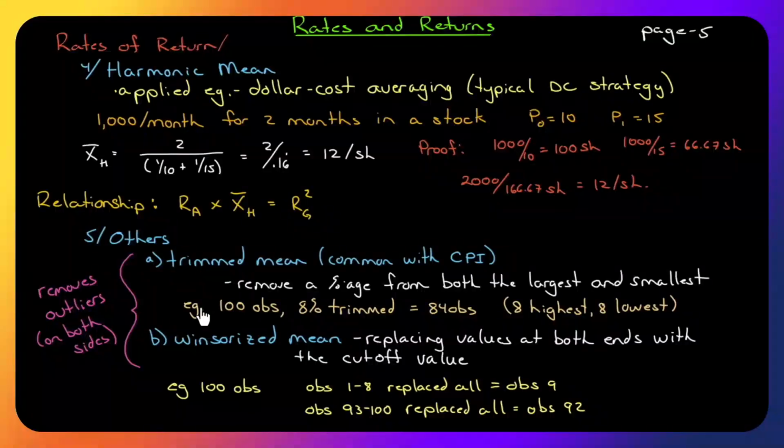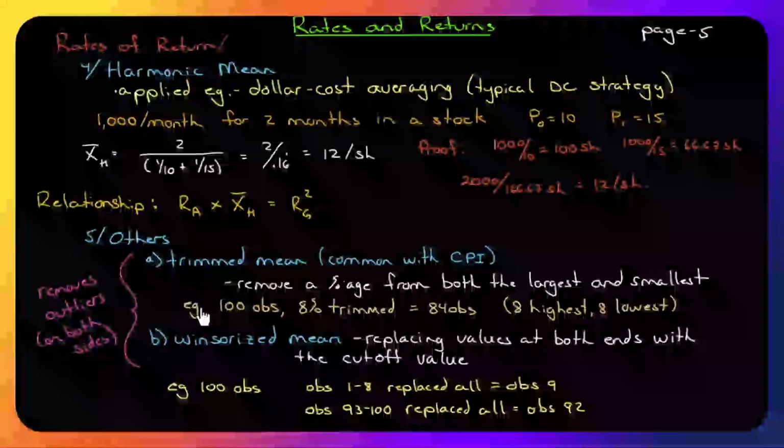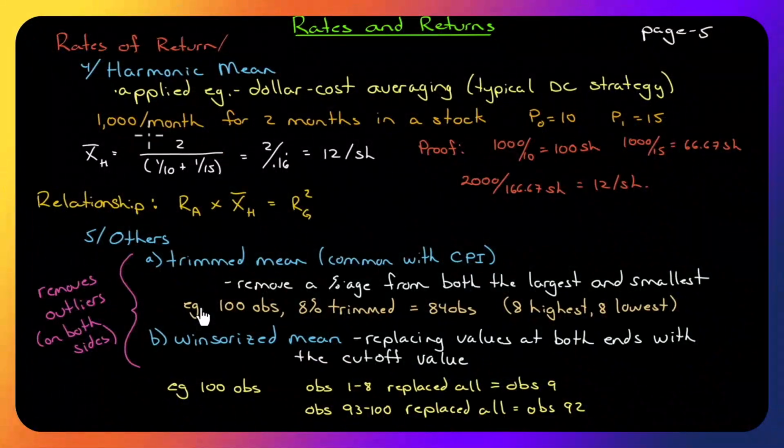So if I say, well, what is your average price per share? You can calculate it the long way by figuring out how much you paid per share each of those 12 times. Or you could do it in one step with a harmonic mean. So let's have a look at this. Let's say $1,000 a month for 2 months. We don't have to do 12 months and all the arithmetic to make our point. Let's just do 2 months.